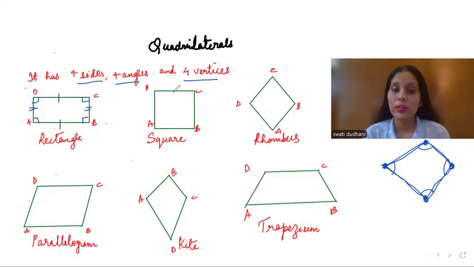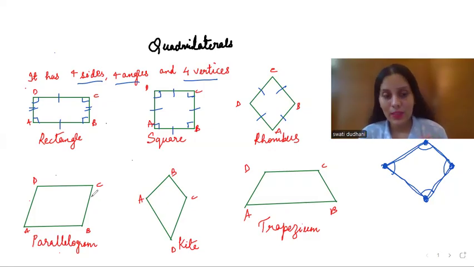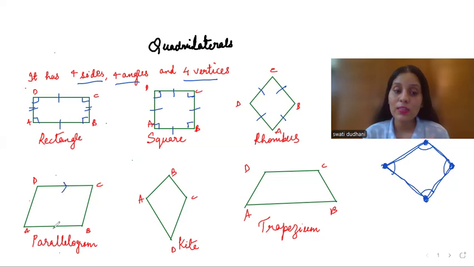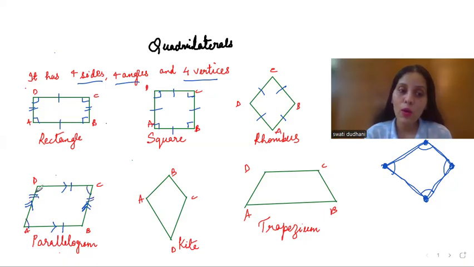And in a square, we know that all the sides are equal and all angles are equal to 90 degrees. Rhombus, again, all the sides are equal, but the angles are not 90. It is just all the sides are equal and angles are not equal. Parallelogram, the name itself suggests parallel. So the opposite sides are parallel to each other. Opposite sides are parallel, opposite sides are equal, opposite angles are equal. So everything opposite is equal.